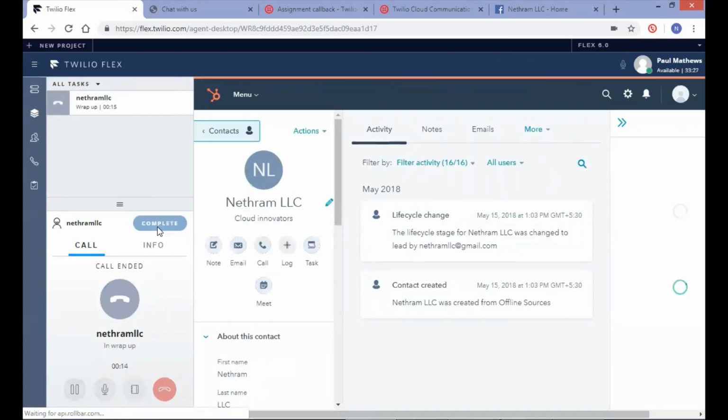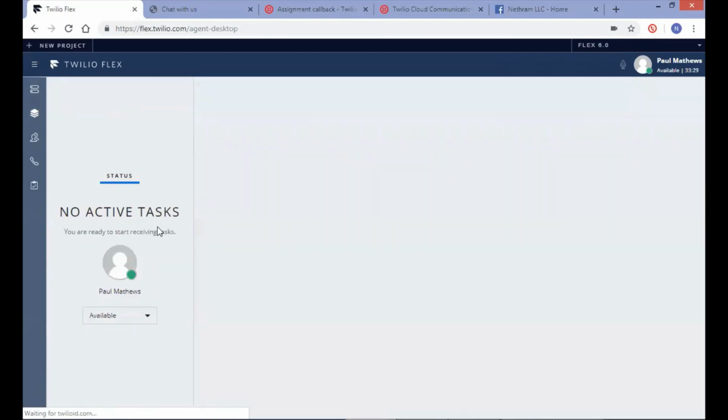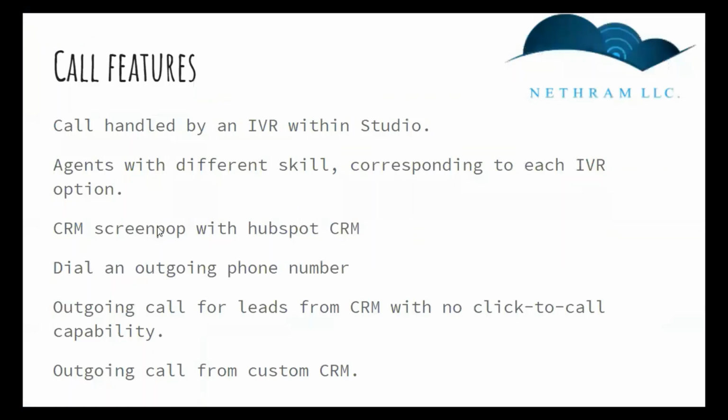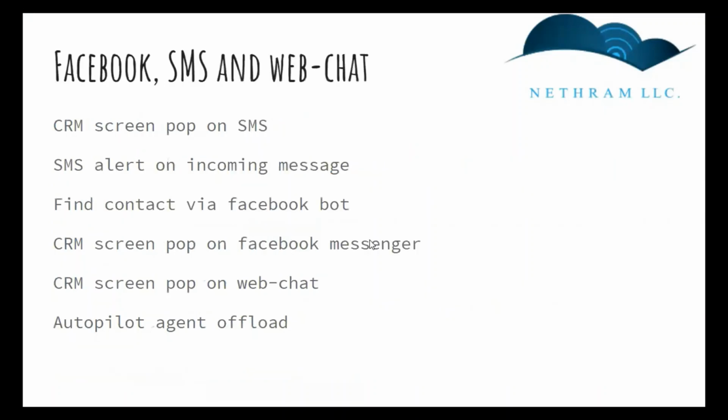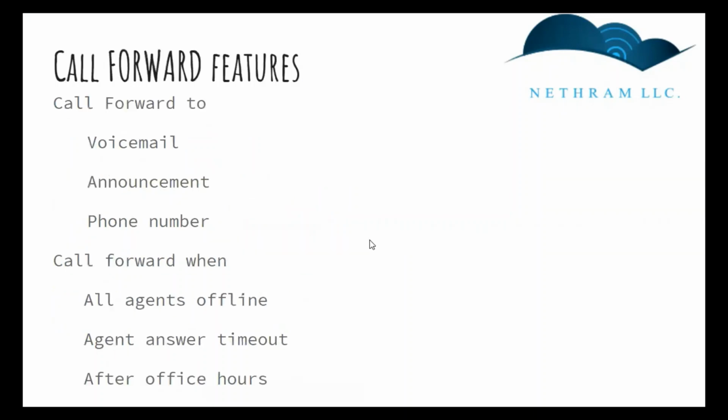That completes the normal call features. And now let's look into the call forwarding related features. So here we are going to cover call forward to voicemail, announcement, and phone number based on 3 different scenarios. First, let's test out the call forwarding to voicemail when all the agents are offline. So we are going to make all the agents offline.